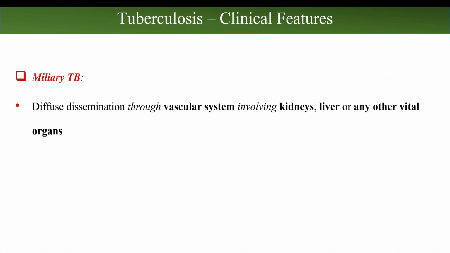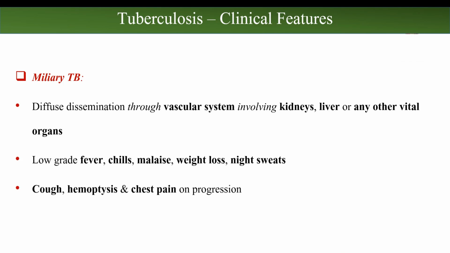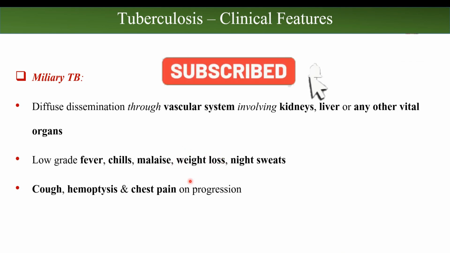Coming to the clinical features, in miliary tuberculosis, the meaning of miliary tuberculosis is whenever there is a diffuse dissemination through the vascular system, that is your blood, and many organs are involved like kidney and liver. So the main symptoms, this is common for tuberculosis, it is a very specific symptom: fever, chills, malaise, weight loss and night sweats. Weight loss, very important symptom, sudden weight loss, that is.